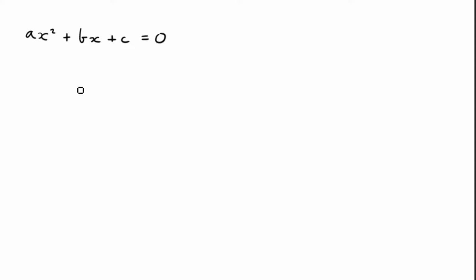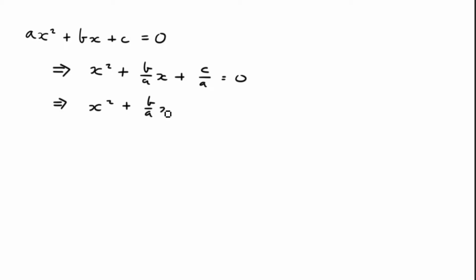If we start with this equation, let us divide through by a, giving us x squared plus b over a x's plus c over a is equal to 0. And let's take that c over a onto the other side of the equation by subtracting it from both sides. So now we have negative c over a on the right hand side. And now let's complete the square on the left hand side.